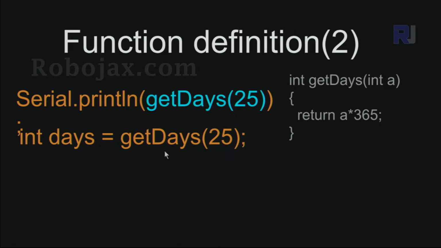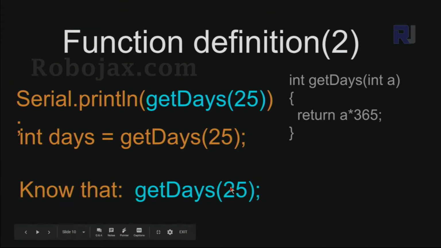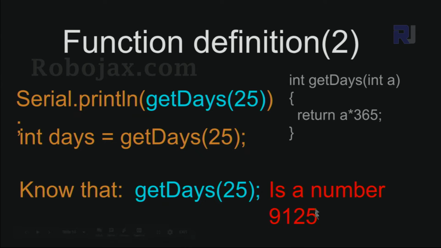Or you can use it this way. Get days 25. This time, because we're not printing it, we are assigning it to a new variable called days of type integer. So we have to know that get days 25 is the number 9,125, because 25 times 365 is 9,125. So this is a number. Either you print it, pass it to the serial monitor, or assign it to another variable.